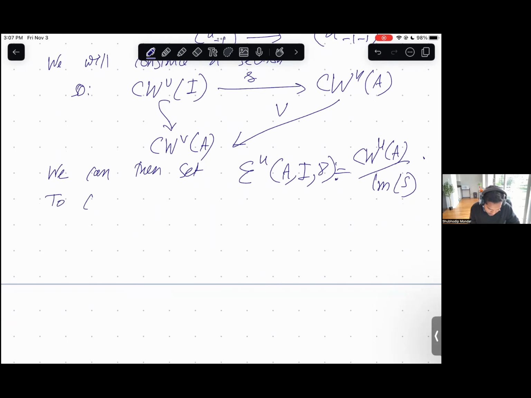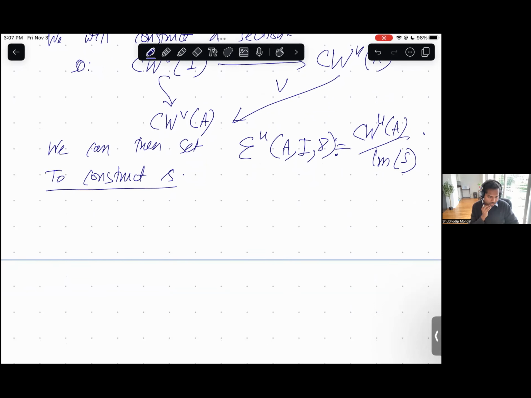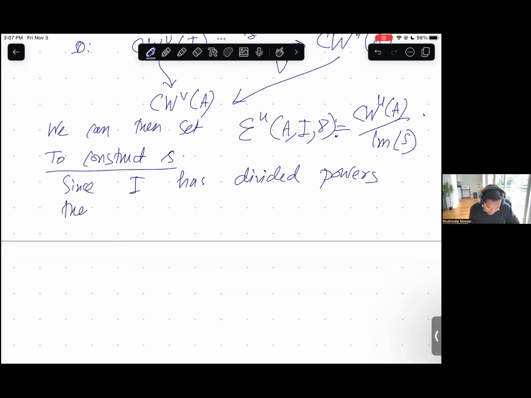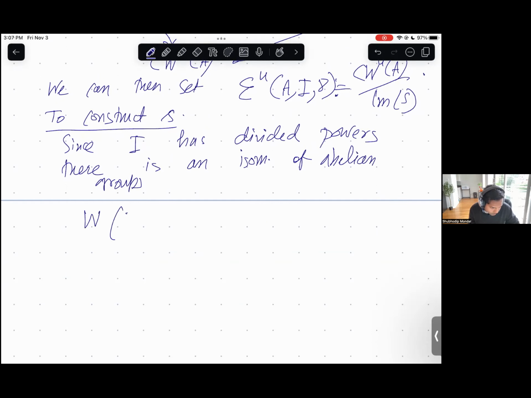Okay, so to construct a section, here we can make a very general observation: since I has divided powers, there is an isomorphism of abelian groups as follows. And this works similarly for the truncated ones as well, which I'm not going to write.